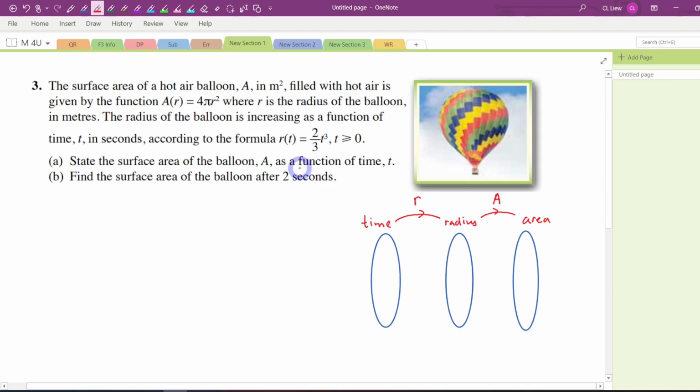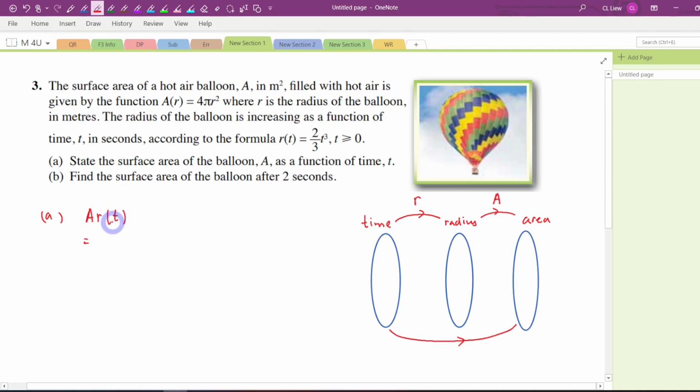And the question asks us to state the area of the balloon as a function of t. So it means that from here we want to directly go here. So we are actually looking for a composite function here. Now, what is the composite function that we are looking for? So you have to be careful. In this diagram, you know that r is the first function, a is the second function. Therefore, we need to write a of r of t. So this is a composite function that we are looking for.